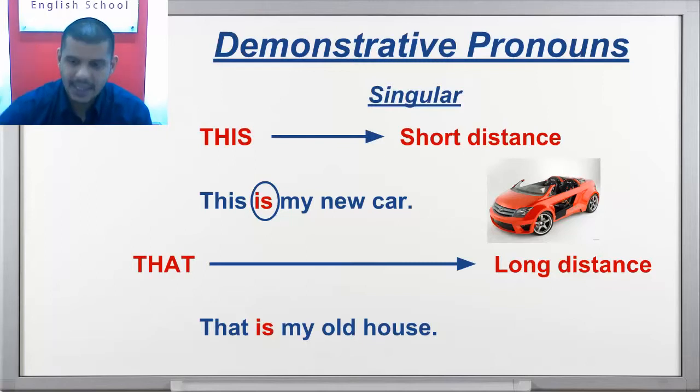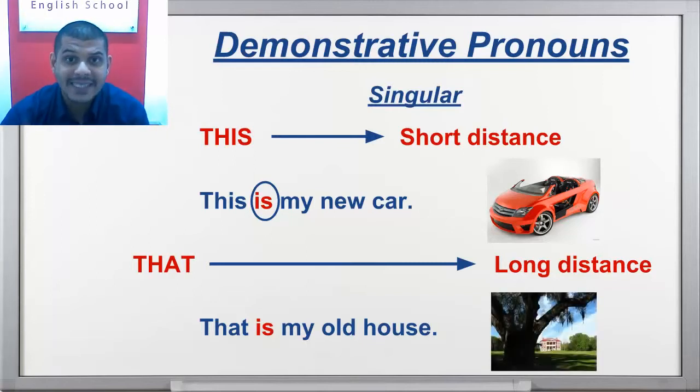If you analyze, let's take a look at the picture. If you analyze, the house is very far, is very distant, okay, from me. So I say, that is my old house. Attention again, in this case, it's also necessary to use the verb be is, okay, because it is, as I said before, in the singular, all right? Remember this is very important.